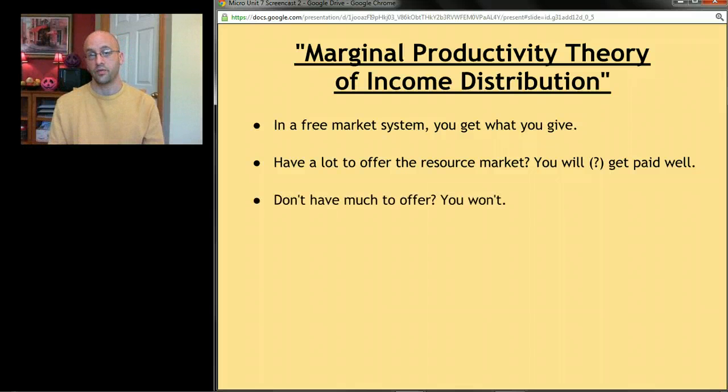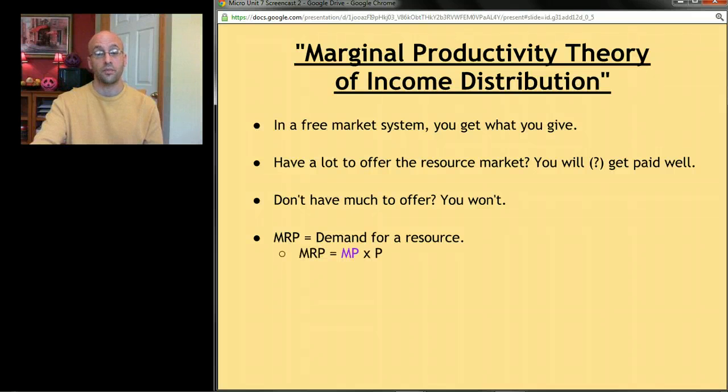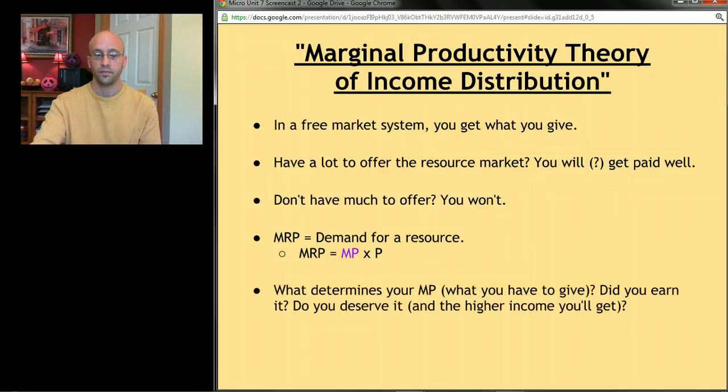If you don't have much to offer, if you're lazy, if you're not smart, if you don't work hard, you're not going to get paid a lot. Your MRP isn't going to be that high. You're not going to be that in demand. Remember, MRP is the demand for a resource. And MRP is equal to marginal product, how awesome you are, times the price of the product you produce.